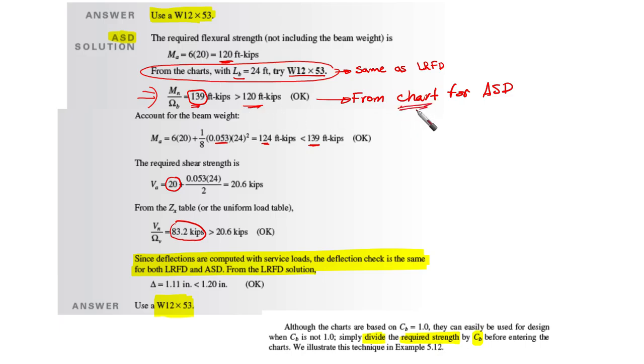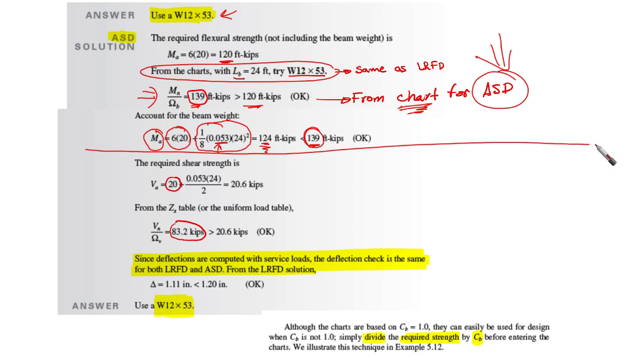From the same chart we used for LRFD, but using ASD, the vertical axis would be for ASD. And then we're going to account for beam weight. In this case, the moment is 6 by 20 from the concentrated load plus wL squared over 8 for the weight of the beam, which is the same, 0.053. This gives us 124, which is less than the allowable strength for this shape. Based on that, the required shear strength comes after this flexure check.